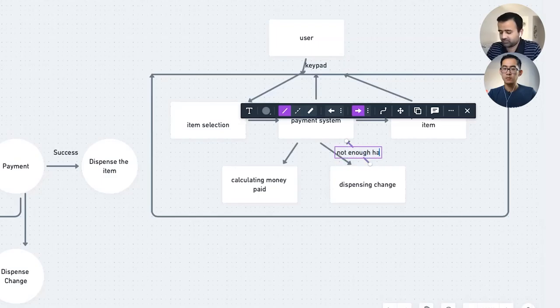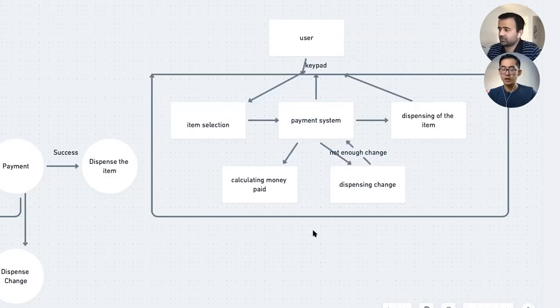Most likely you would want to cancel the transaction and give a message to the user that there is not enough change, right? So the dispensing system would trigger a notification or an error to your payment system, right? Like not enough change. Cool. Yeah. Just so the user knows it's not their error, but it's an error on the system's end.